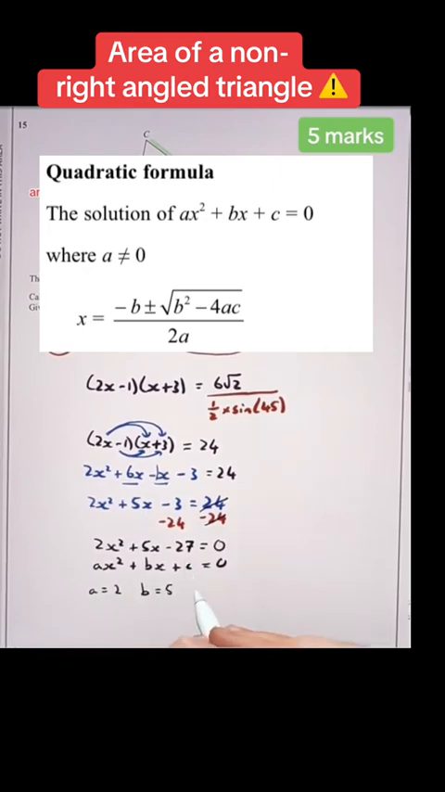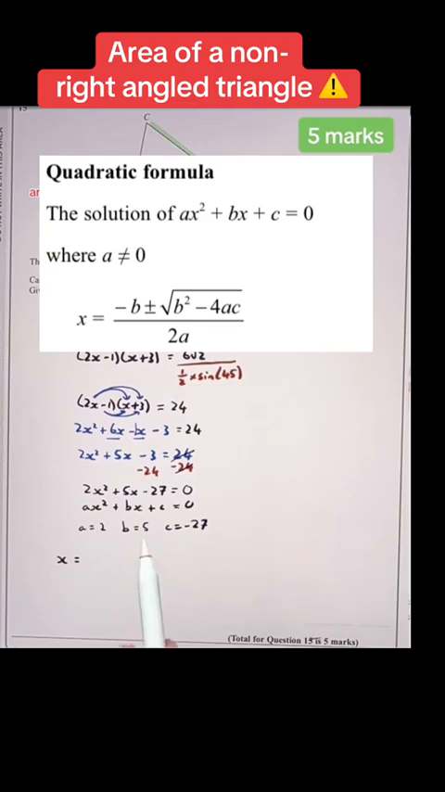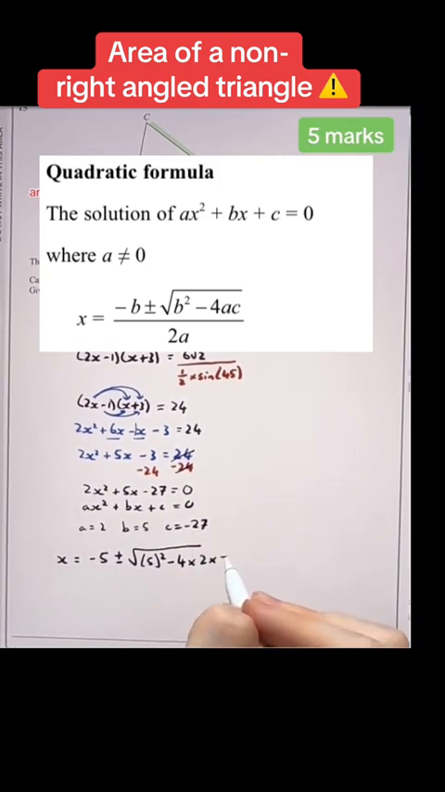And c is the number term. In this case, c is negative 27. You must take the sign in front of each term. Substituting into my quadratic formula, x is equal to, the quadratic formula starts negative b. As my b is 5, negative b will be negative 5. It's always plus or minus the square root of b squared. b for me is 5. Always place the value of b in brackets and the squared outside. Minus 4ac, so minus 4 multiplied by a, in this case 2, multiplied by c, which in this case is negative 27.